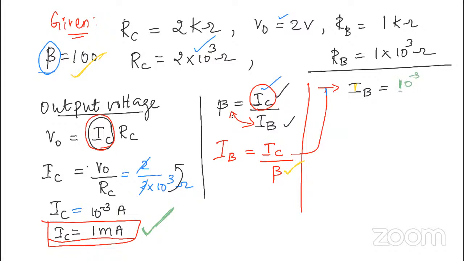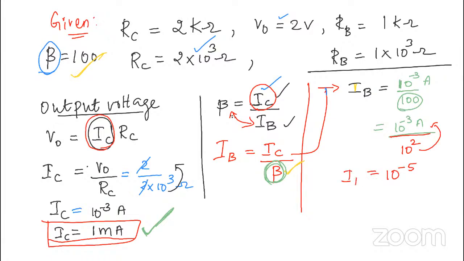Okay, ampere divide by ஒரு 100. பீட்டாவோட வேல்யூஸ் என்னது, it is 100. Okay, 100 எப்படி எழுதலாம், it is the 10 power of 2. Okay, so it is 10 power of minus 3 ampere divide by ஒரு 10 power of 2. So இந்த 10 power of 2 மேல வரும்போது automatically it is 10 power of minus 5. Okay, so this is for IB. Okay, 10 power of minus 5 ampere.